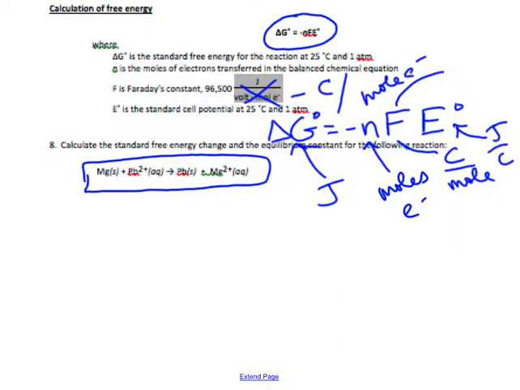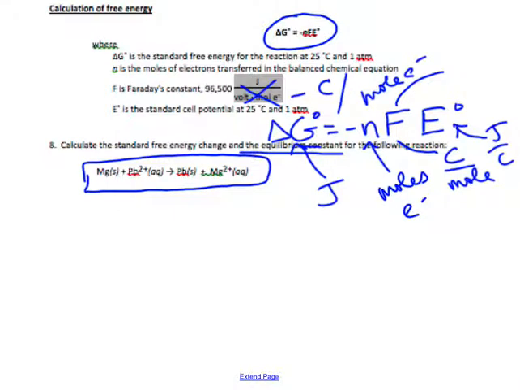And the sign also works. If we have a positive E, we know it's spontaneous. That would give us a negative delta G, which is also spontaneous. So just pay attention to that. So let's go ahead and use it. I'm only doing one problem to show you how to do it. It's not hard. Calculate the standard free energy and, oh, I didn't see that last period, and the equilibrium constant. So we'll talk about that in a minute, but let's find that free energy first.